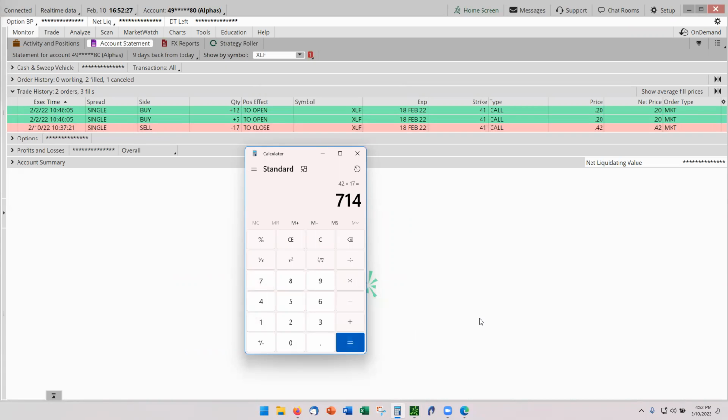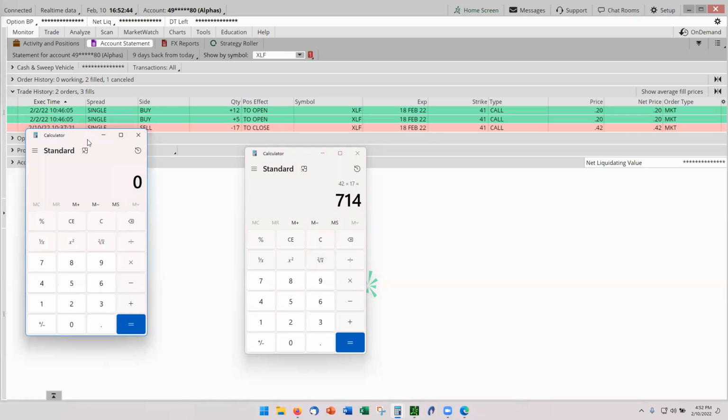Total return was $714. All right, $714 minus. So let's go ahead and do the minus now. And then, you know what, we'll call up a second calculator. Oh, where are you? There you are.